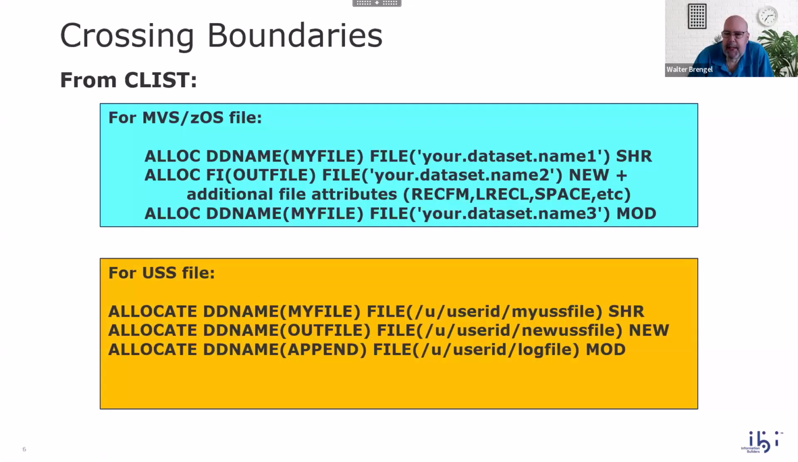If you're going to the USS side, you're going to also use ALLOCATE, DD name, and then the name. But then your file, instead of having your data set in tick marks, you're going to have your path in the parentheses.